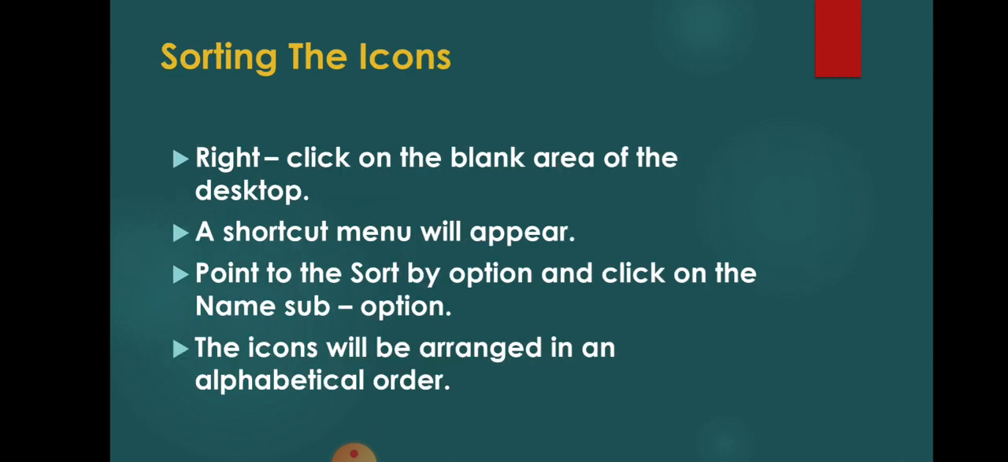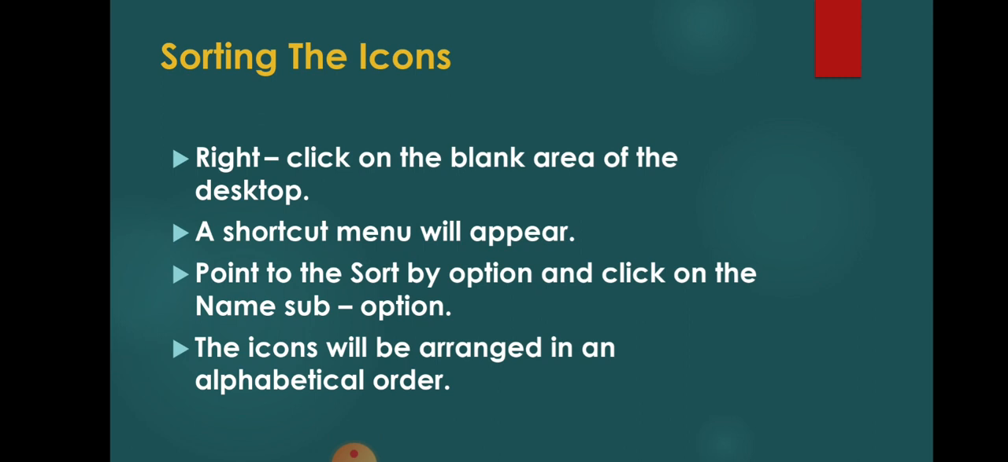The next one is sorting the icons. Sorting the desktop icons means arranging them in a proper sequence. So for that, what will we do? We will right click on the blank area of the desktop and then a shortcut menu will appear.